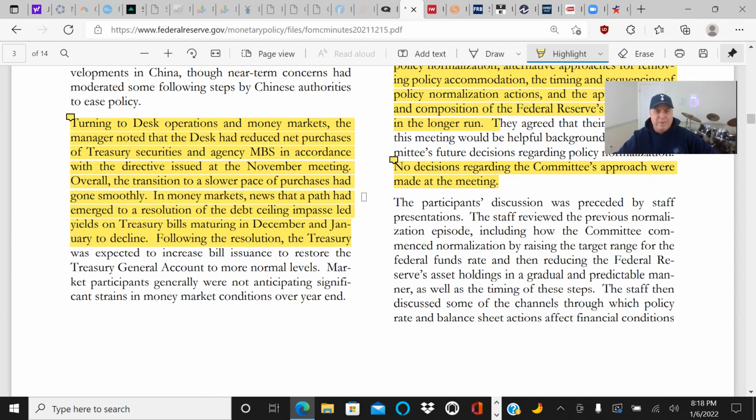In money markets news, the path had emerged to a resolution. A debt ceiling impasse led to yields on treasury bills maturing in December and January to decline.